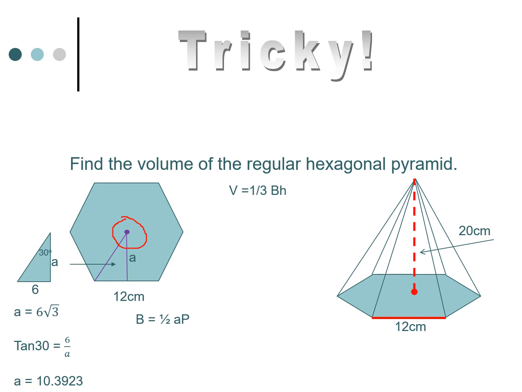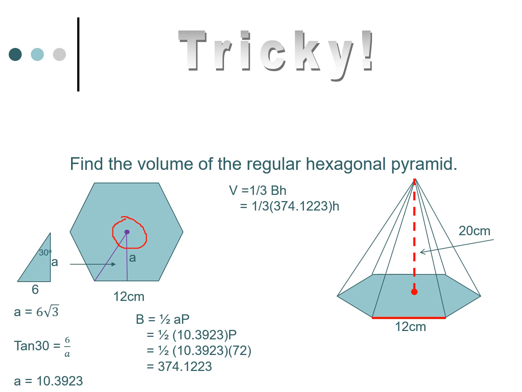Use that to plug back into the second formula for the area of the base right here. Notice we're missing the perimeter still. The perimeter is pretty easy. It's just the distance all the way around the base. So 12 times 6 gives us 72. Plug all of that into your calculator. The area of the base is 374.1223.